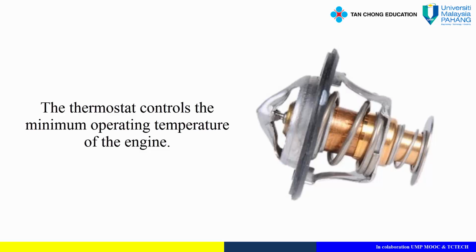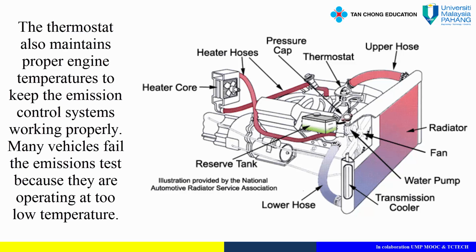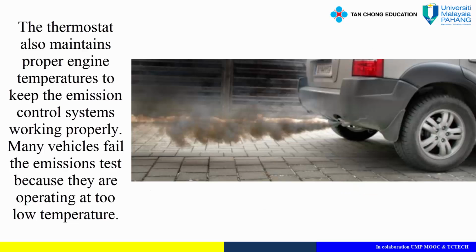The thermostat controls the minimum operating temperature of the engine. The maximum operating temperature is controlled by the amount of heat being produced by the engine at the time, and the cooling system's ability to dissipate the heat. The thermostat also maintains proper engine temperatures to keep the emission control systems working properly. Many vehicles failed the emissions test because they are operating at too low temperature.